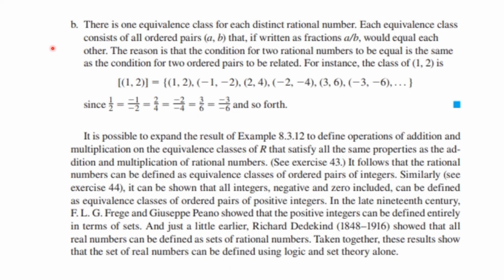Now, there was a question b here, and what we're really talking about are the numbers written in lowest terms. There's one equivalence class for each rational number, but 6 over 8 is the same thing as 3 over 4, and so those fall into the same class. And a lot of very famous mathematicians, Dedekind and Peano, spent a lot of time constructing real numbers this way in the study of logic.